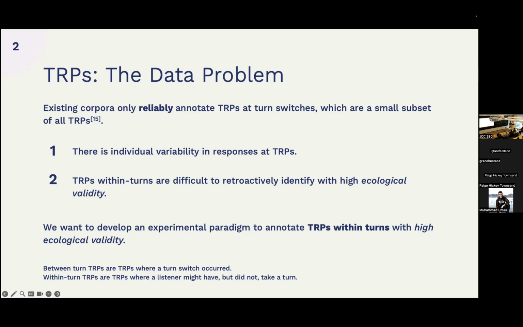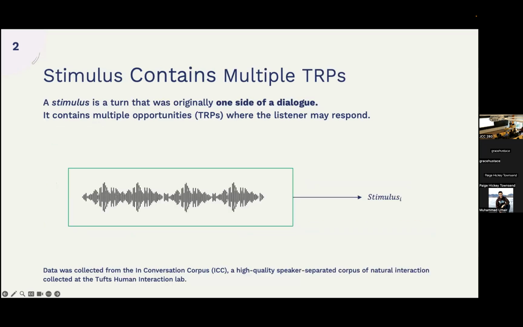Yes, thank you. So here's an example of a stimulus in our experiment that we did. The idea was we took a part of our recording that was actually a dialogue, and we took one part of that dialogue. So this is just one person speaking in the dialogue, and it contains multiple opportunities for someone to respond. So here's an example of a single stimulus in our experiment.